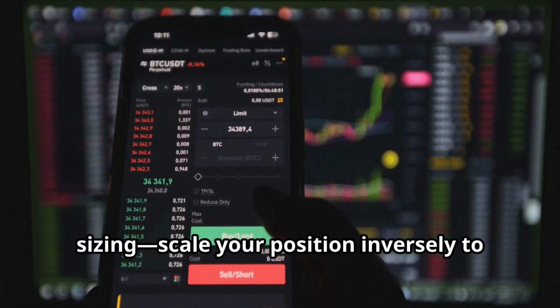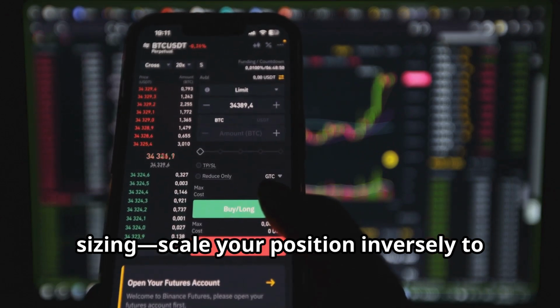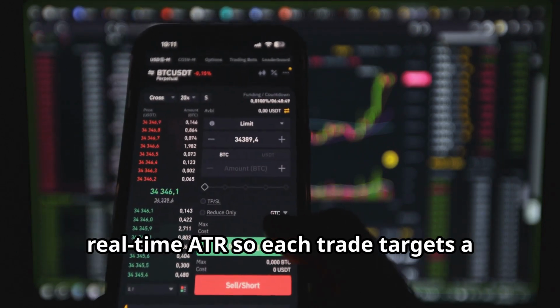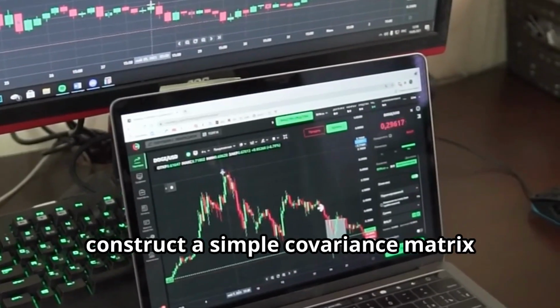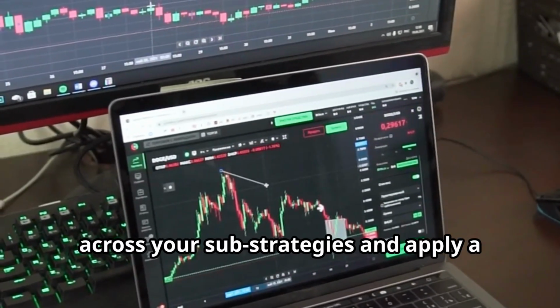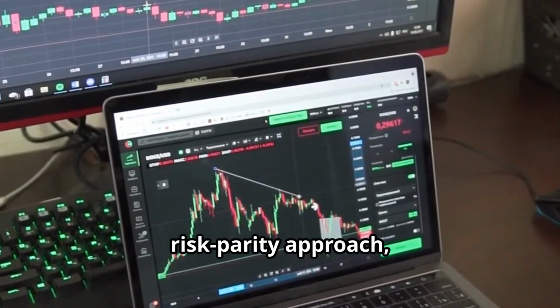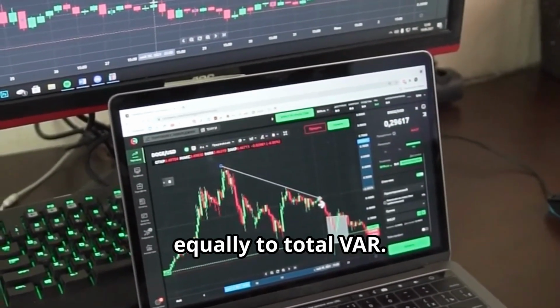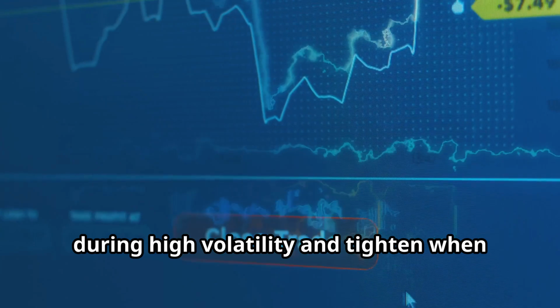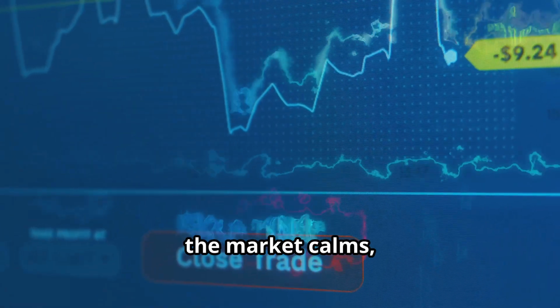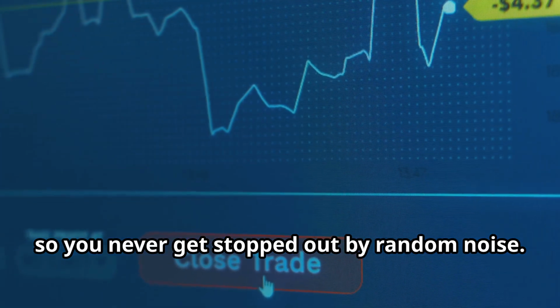How to do it. Use volatility-based sizing. Scale your position inversely to real-time ATR, so each trade targets a constant dollar risk. Then, at the portfolio level, construct a simple covariance matrix across your sub-strategies and apply a risk parity approach, making sure each strategy contributes equally to total VaR. Finally, implement adaptive stop losses that widen during high volatility and tighten when the market calms, so you never get stopped out by random noise.